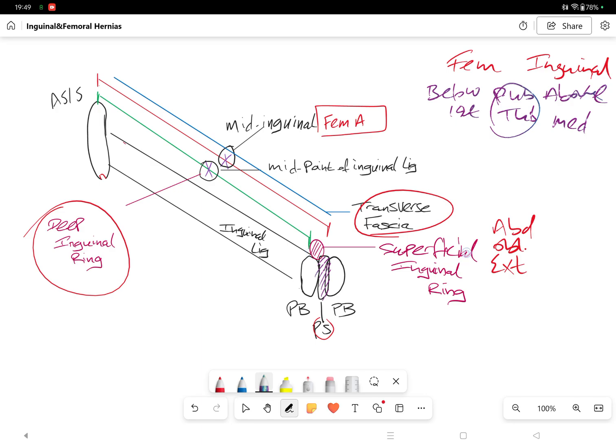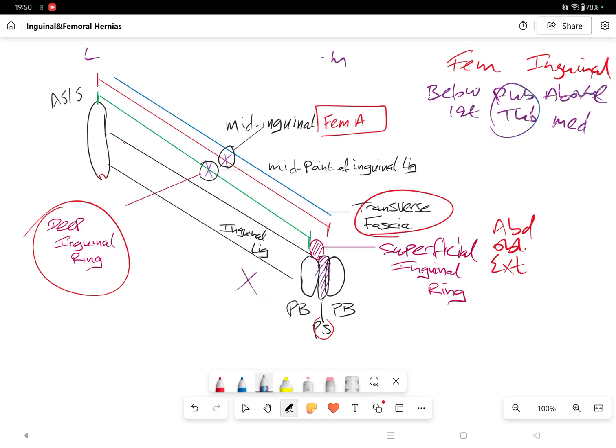However, the superficial inguinal ring is above, as you can see here, and it is medial relative to the pubic tubercle. Remember, this is medial, this is lateral, because your ASIS is probably the lateralmost part of the body as far as skeletal anatomy is concerned. Then when you look at your femoral hernias, they are below and lateral.